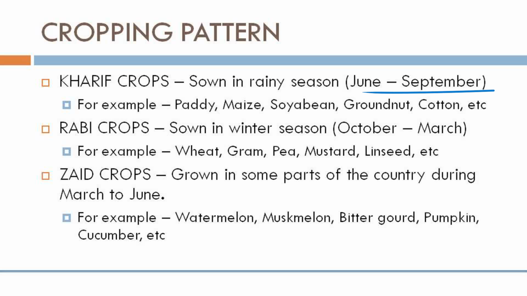The second crops are Rabi crops which are sown in winter season, that is from October to March. The example of Rabi crops include wheat, gram, pea, mustard, linseed, etc. Third one, though not so popular but sown in some places in India between March to June, is known as Zaid crops. The example of Zaid crops include crops like watermelon, muskmelon, bitter gourd, pumpkin, cucumber, etc.